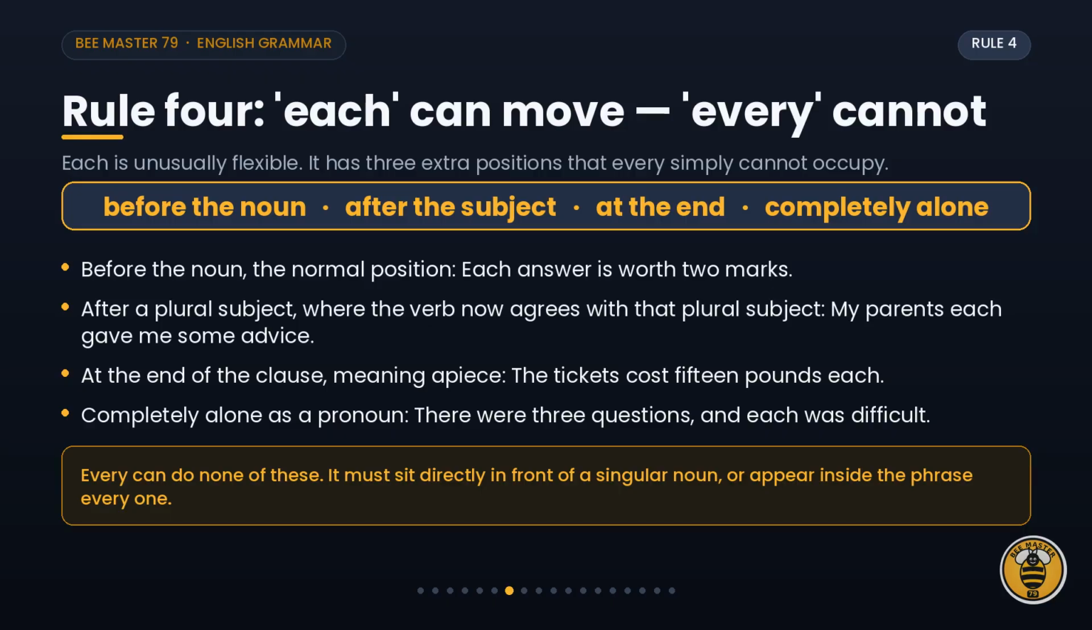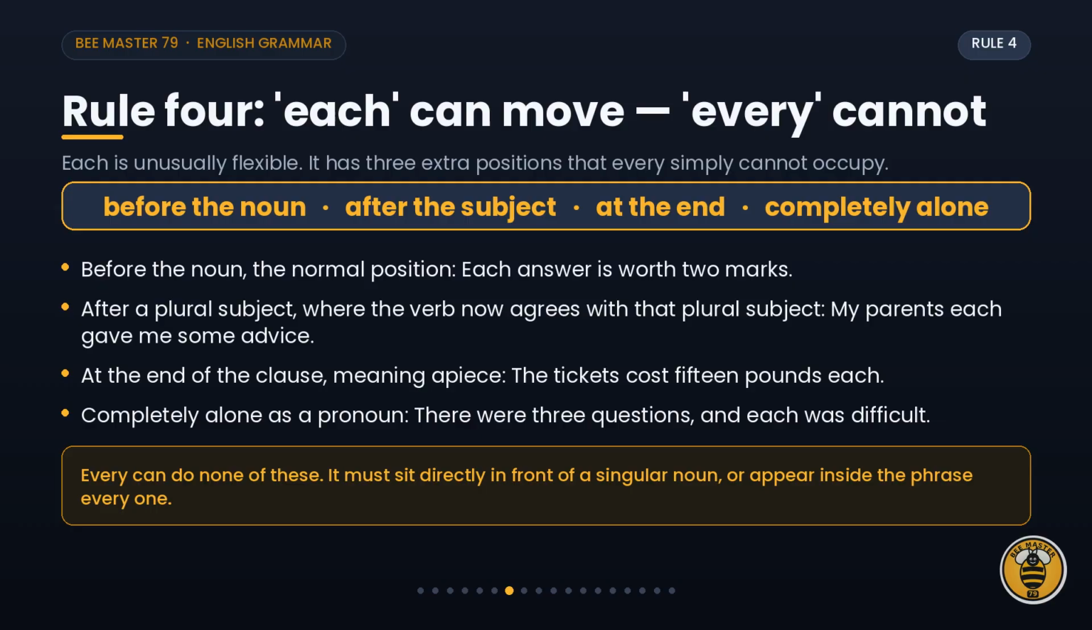Rule 4. Each is a remarkably mobile word. Every is not. Each can sit in front of the noun in the ordinary way. Each answer is worth 2 marks. It can also drop in after a plural subject. Watch the verb here because it now agrees with the plural subject, not with each. My parents each gave me some advice. Gave agreeing with parents.